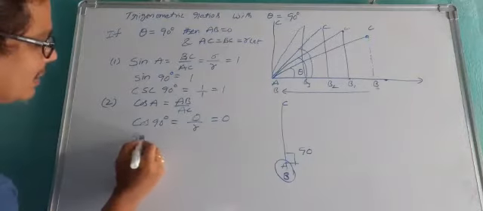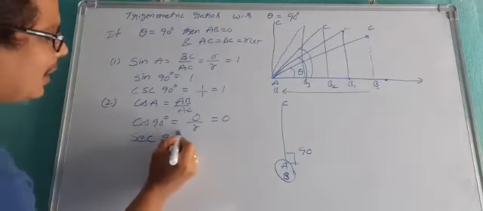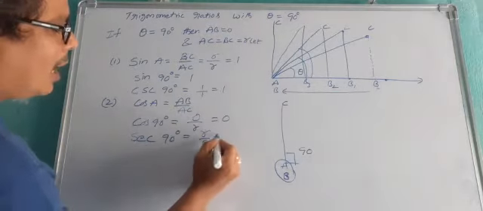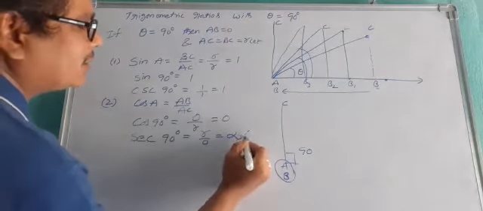Now you write secant 90, the reciprocal of cos, that means R by 0. R by 0 means what? Infinite, that means undefined.